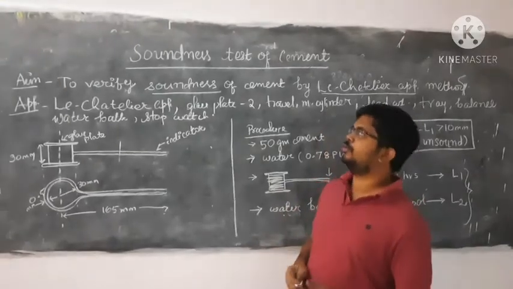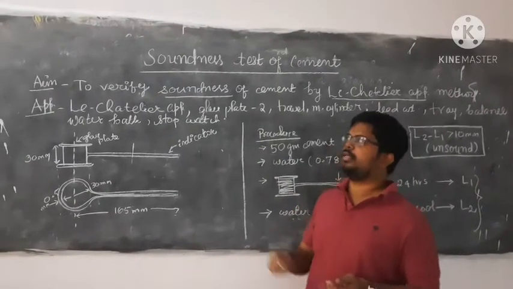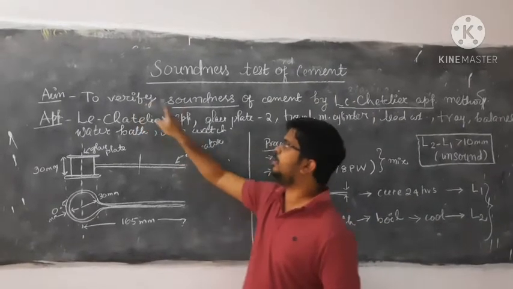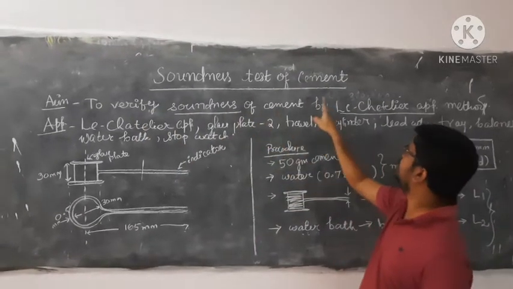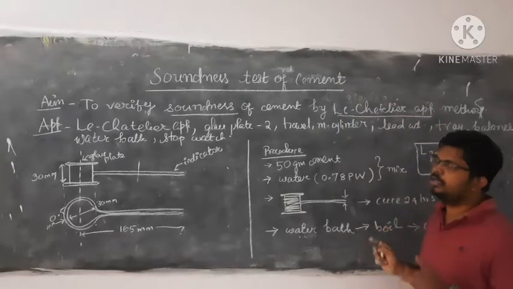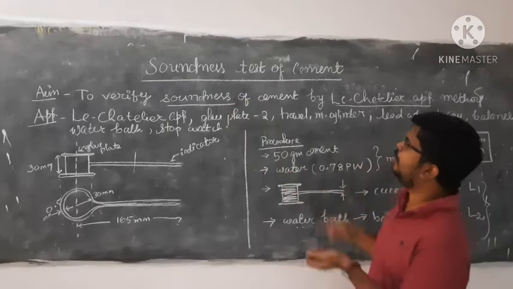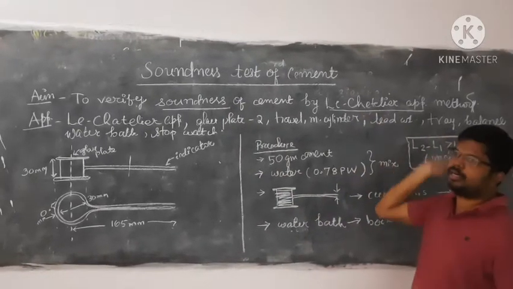Okay. So today we will discuss our next practical, that is soundness test of cement. The aim of the experiment is to verify soundness of cement by Lee-Chatelier apparatus method. In this case we will discuss two things. One is soundness, what is soundness, and we will discuss something about Lee-Chatelier apparatus.